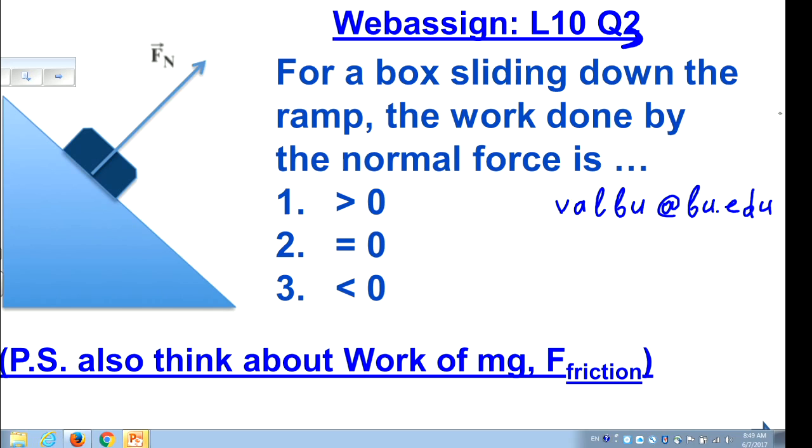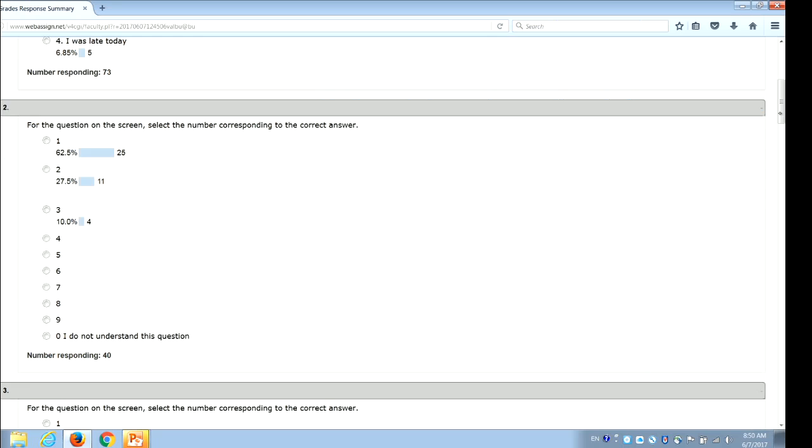That's a good question, of course. This is also the most reliable way to take attendance. So let's see what is happening on WebAssign.